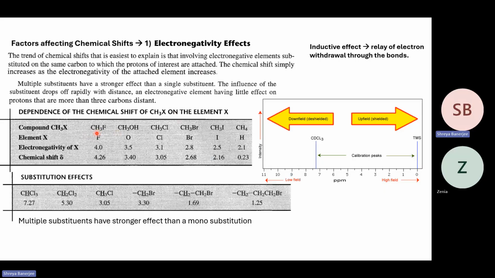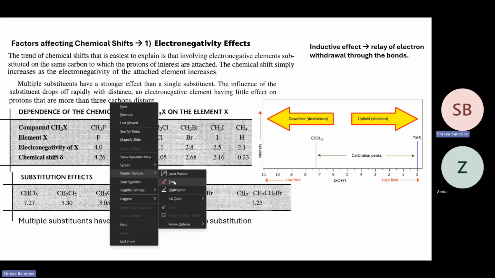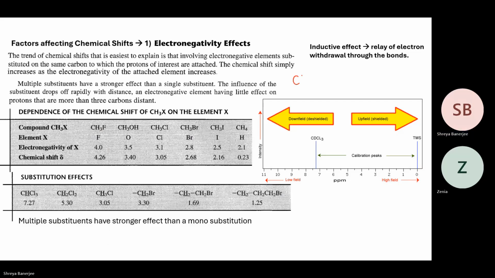So suppose we have CH3X, where the X is varied from fluorine to OH to chlorine, bromine, iodine, and finally hydrogen, depending on the electronegativity. So suppose I have CH3X. X will withdraw electron density towards itself. So this hydrogen will get a delta plus charge. Greater the electronegativity of X, delta plus will be greater. And with greater delta plus, this chemical shift will also be greater.